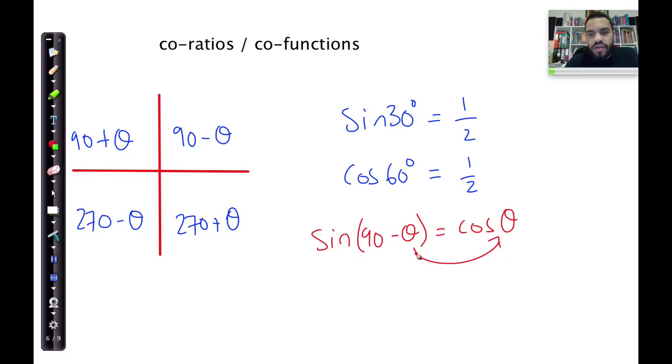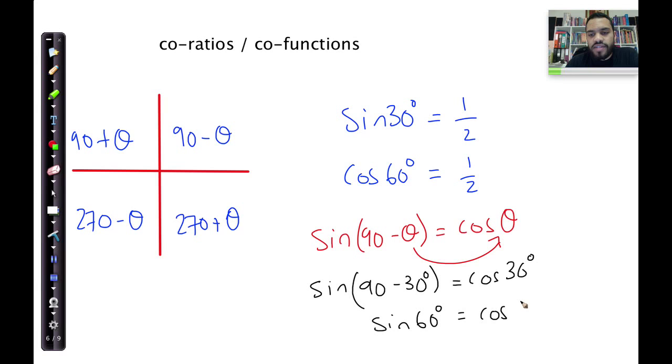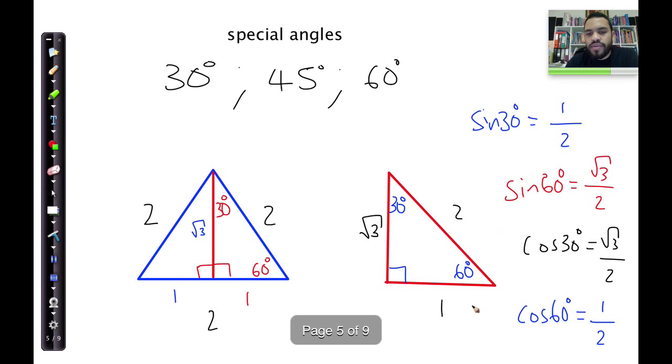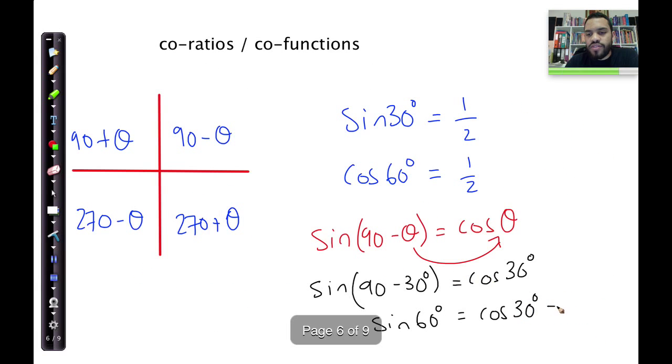That goes there. And a perfect example is the one you've just seen. Sine of 90 minus 30 is equal to cos of 30. And that means that sine of 60 is equal to cos of 30 degrees. And if we go one back, we can see that sine 60 is root 3 over 2, and cos 30 is also root 3 over 2. So therefore, that's called a cofunction, root 3 over 2.